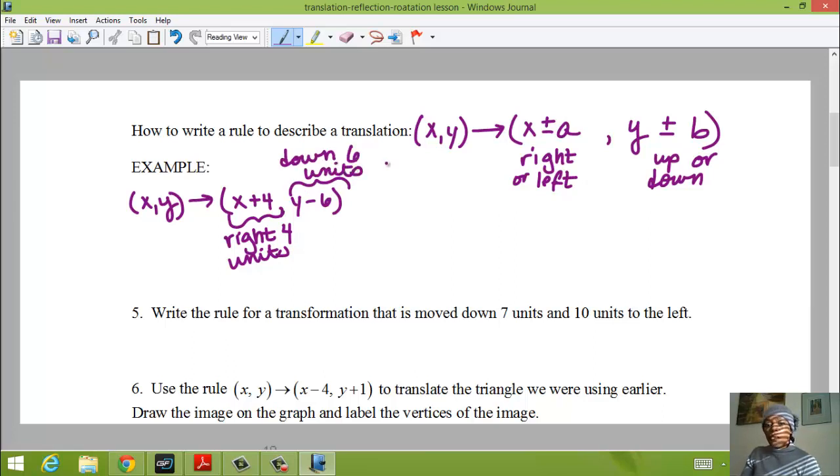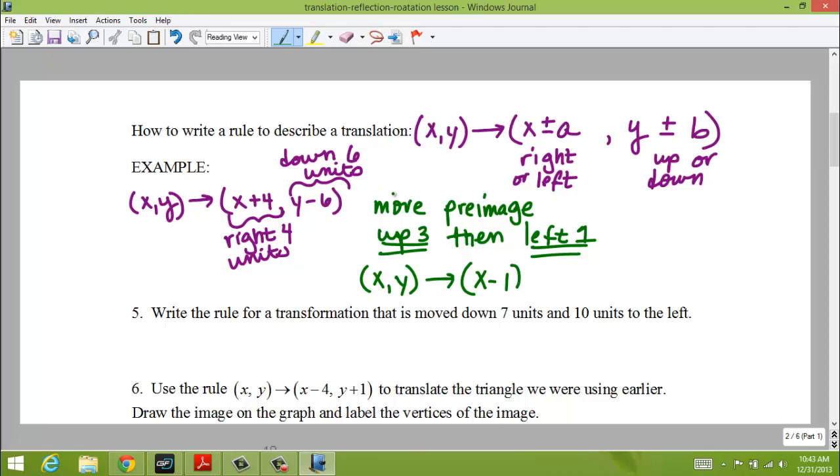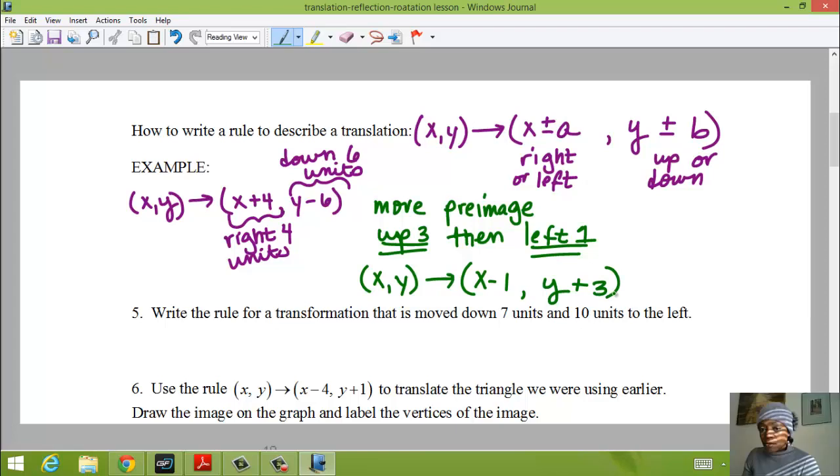Let's look at another one. What if I told you to move the pre-image up 3, then what would you write as the rule? Let's go to this next one here. Write the rule for a transformation that is moved down 7 units and 10 units to the left.